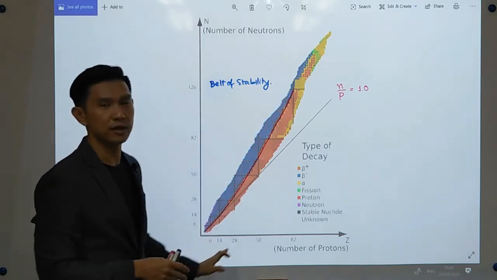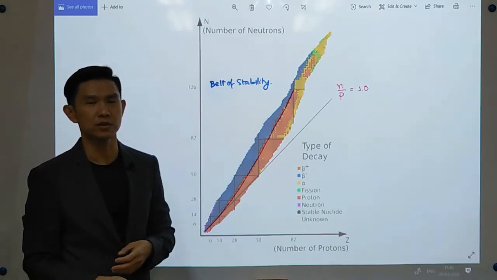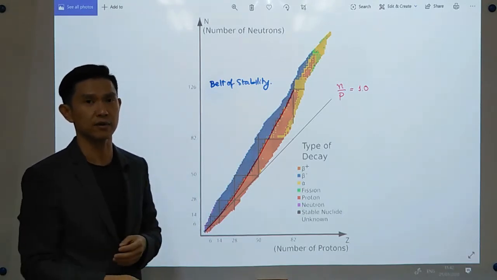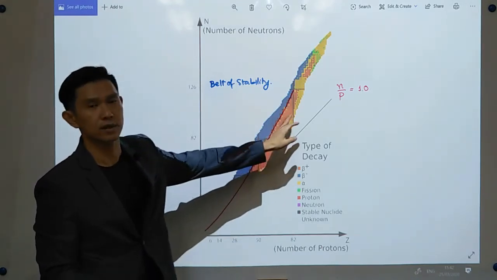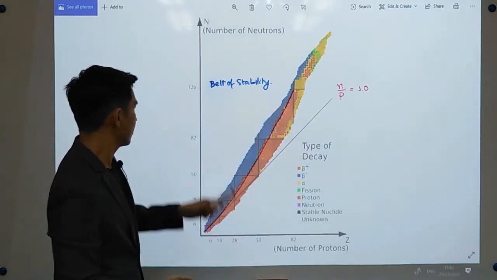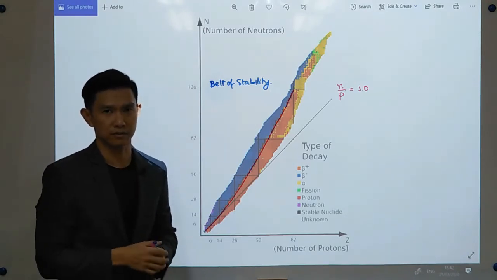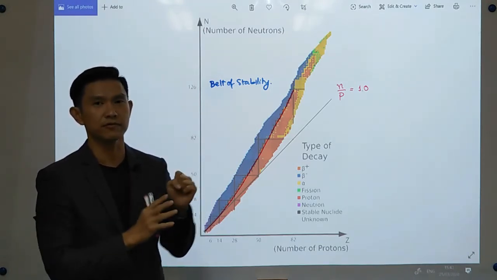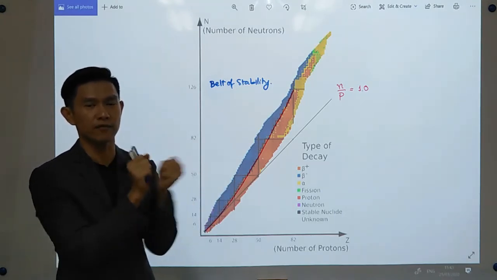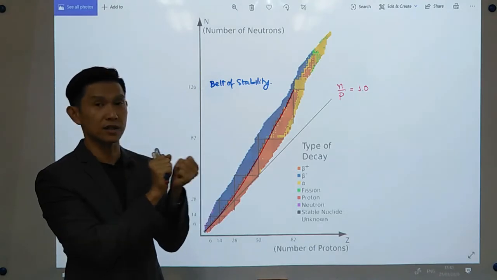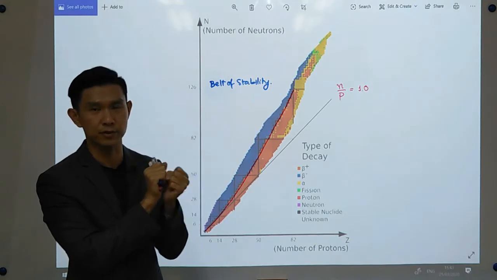So this is the belt of stability, which indicates that with a higher number of protons, you need an even higher number of neutrons. And the ratio is increasing from 1 to 1 to about 1 to 1.5, right? That is because if you have only one proton, there is no repulsive force. You don't have to use neutrons inside. But if you have 2 protons, you have charged particles here, so there is a repulsive force between 2 protons.